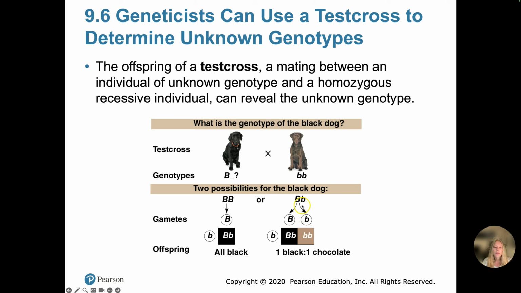So you would know that the parent's genotype was a heterozygote, capital B, lowercase b, because some of the offspring would get the capital B from this parent, some of the offspring would get the lowercase b from this parent, and then all the offspring would receive a lowercase b from this parent because those are the only allele options that it has to give.